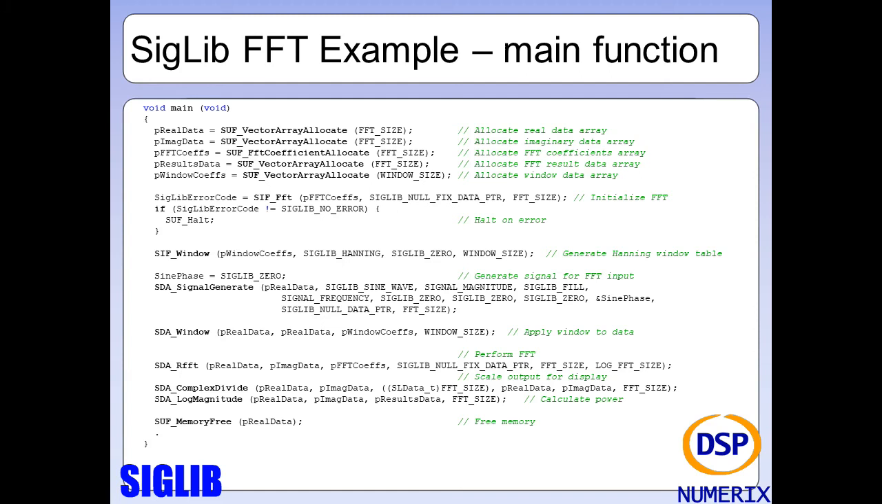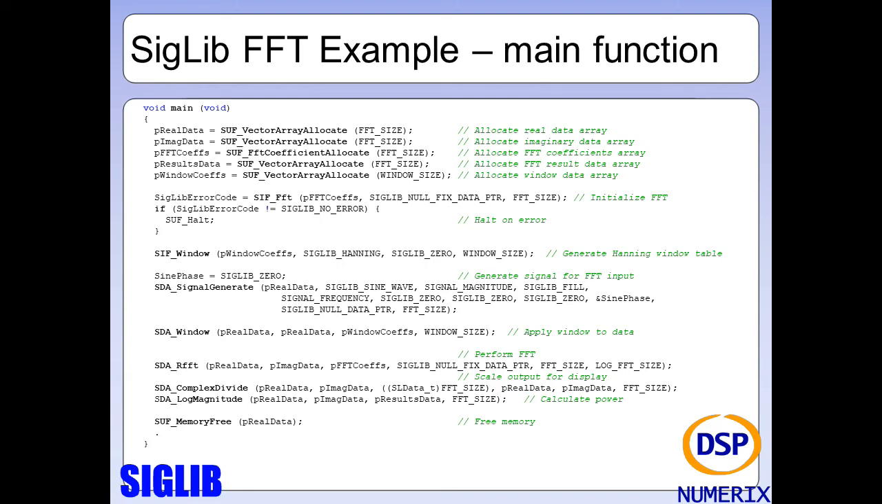We can now apply the window that we initialized earlier to the data that we have just generated. And to do this, we will use the SDA SigLib data array _window function. The input data is the pointer to the real data. The output is another pointer to the same array, so this function will work in place. We have a pointer to the window coefficients, and we have the window size.